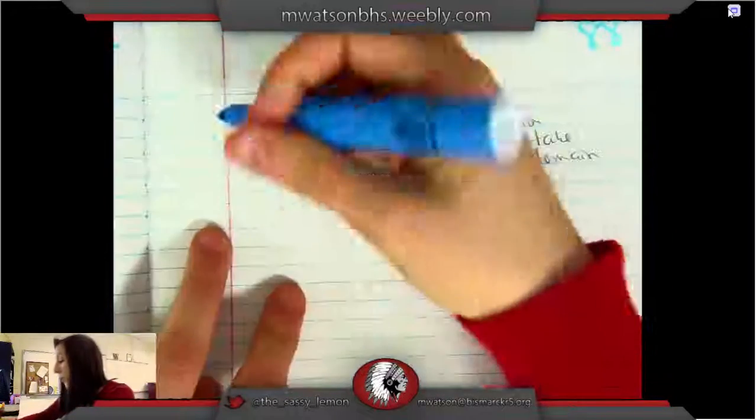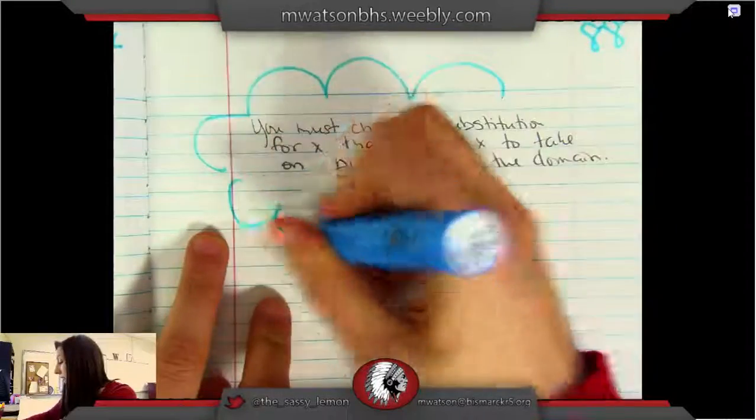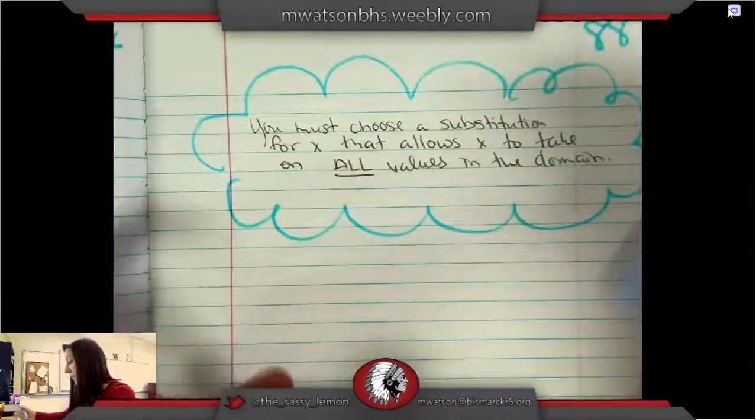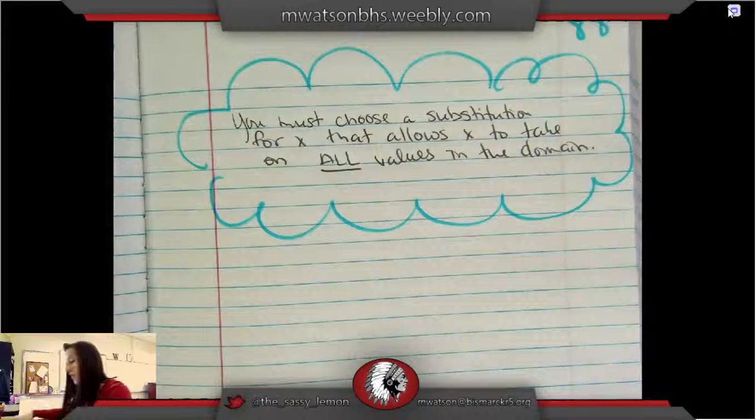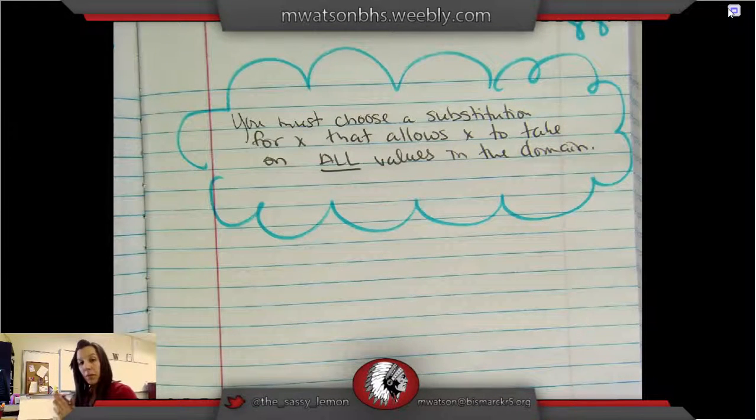And this is really important. So kind of like yesterday whenever we were talking about eliminating the parameter and we had to be concerned with restricted domains because we didn't want to make the graph bigger than it should be. Well, here it's just the opposite. We don't want to make the graph smaller than it should be.